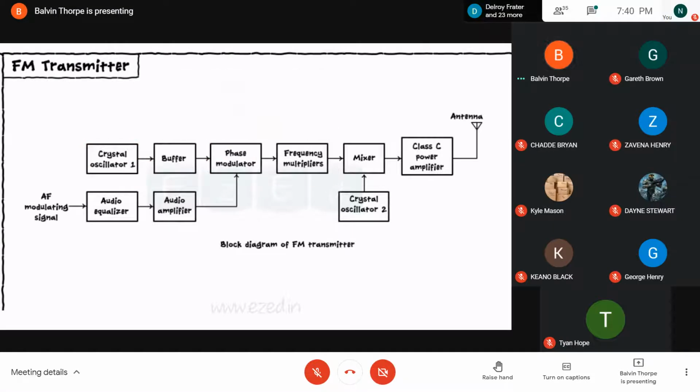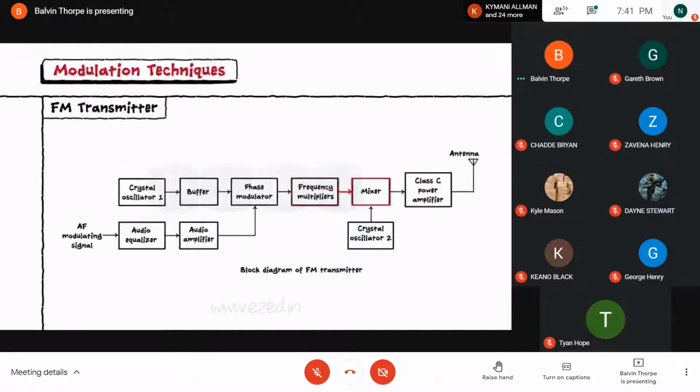The modulating signal is applied to the audio equalizer, which is basically an integrator. The output of the equalizer is applied to the audio amplifier. The phase modulator accepts the carrier and the modulating signal and produces the frequency modulated signal at the output. The carrier frequency and modulation index are then raised by passing it through frequency multipliers. The carrier frequency is then raised by using a mixer, and then fc and mf are raised to a required high level. The FM signal is then passed through a Class C amplifier to raise its power.